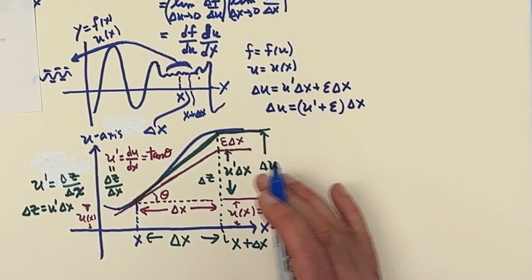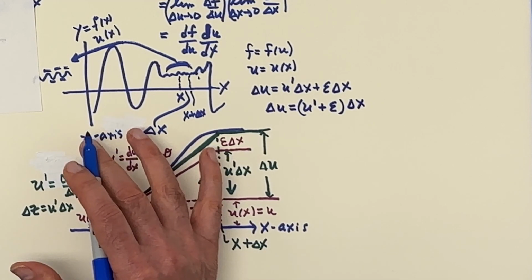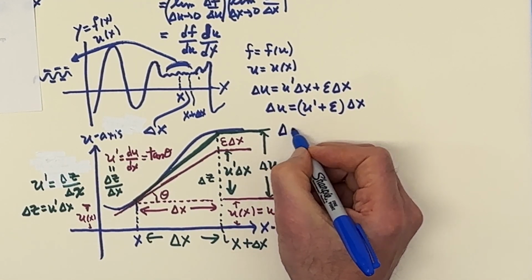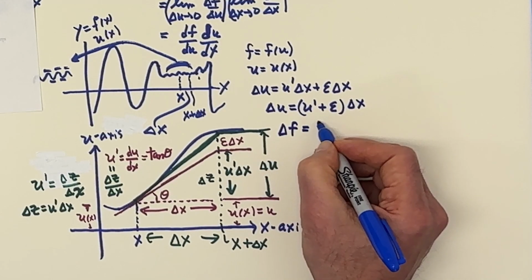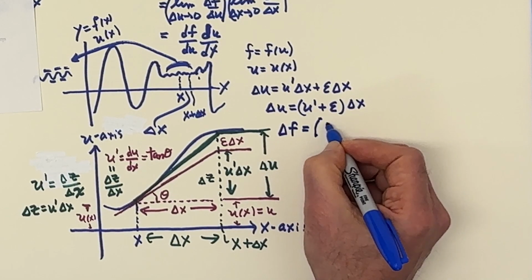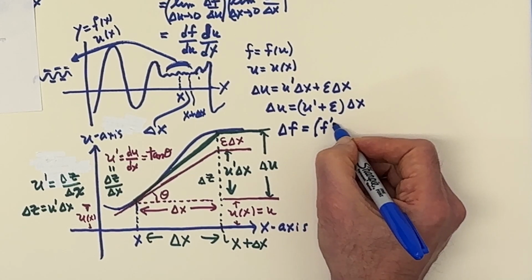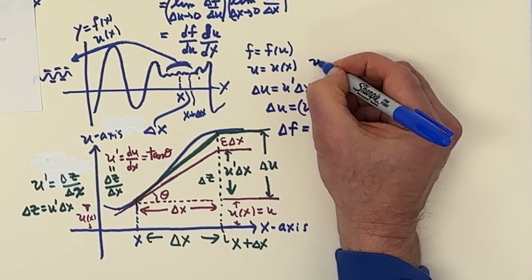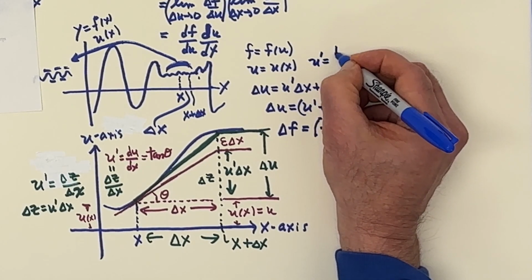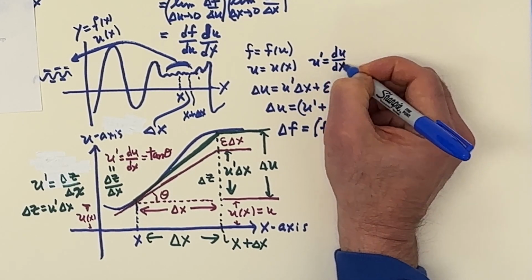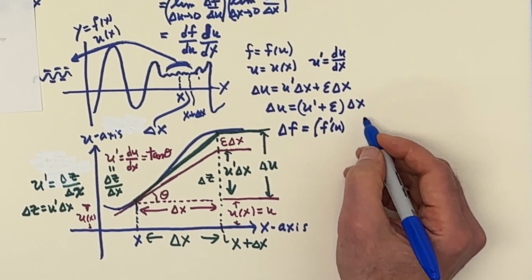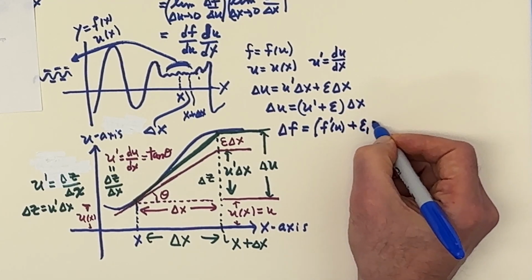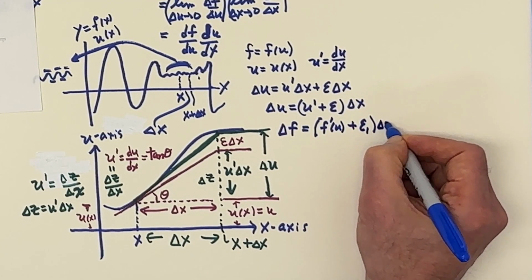Now I can draw a similar diagram where I have an f and a u. Then this would be delta f, would be f prime, where the f prime now refers to the u argument, just like here the u prime is working with the derivative of the x argument. And then I'll call this epsilon 1, and this would be a delta u by analogy.